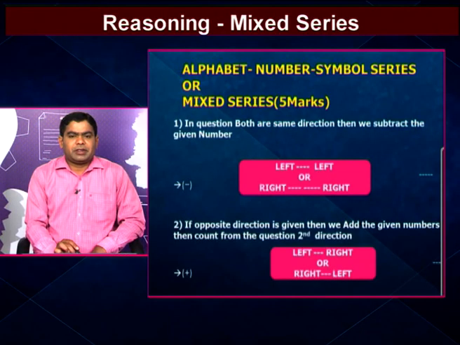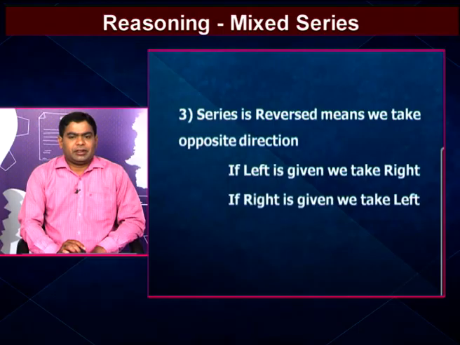For example, if in our question left and right is given, or right and left is given, then we add the given numbers. After that we count from the question ending direction. Next we go to the next point. In our question, generally the series is reversed. In this type of question we take the opposite direction. If left is given, we take the right. If right is given, we take the left.